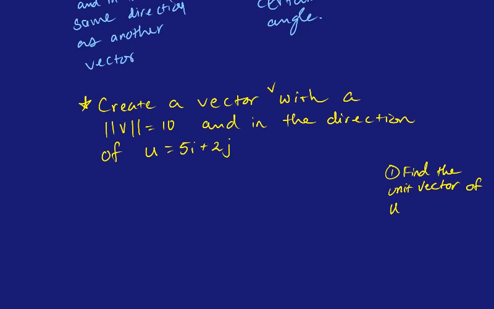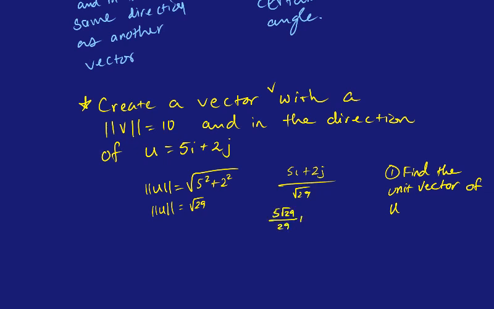Remember, to find the unit vector, we first find the magnitude of u, which is the square root of 5 squared plus 2 squared. So 25 plus 4 is 29. The magnitude of u is the square root of 29. The way to find the unit vector is to take 5i plus 2j and divide it by the square root of 29. So you would have 5 root 29 over 29 i plus 2 root 29 over 29 j.